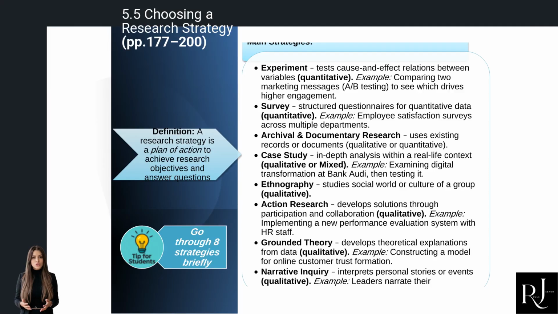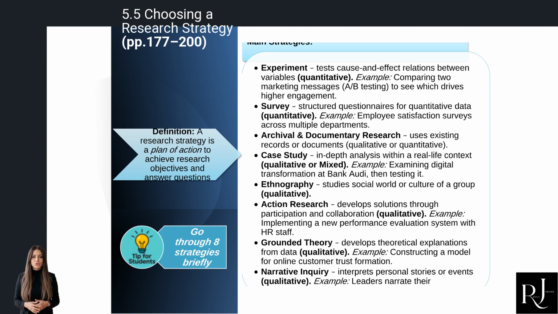Now, let's look at choosing a research strategy. A strategy is your plan of action to achieve objectives. There are 8 main strategies to consider. Experiments test cause and effect relations quantitatively, like A/B testing marketing messages. Surveys use structured questionnaires for broad quantitative data. Archival and documentary research uses existing records. Case studies provide in-depth analysis within a real-life context.